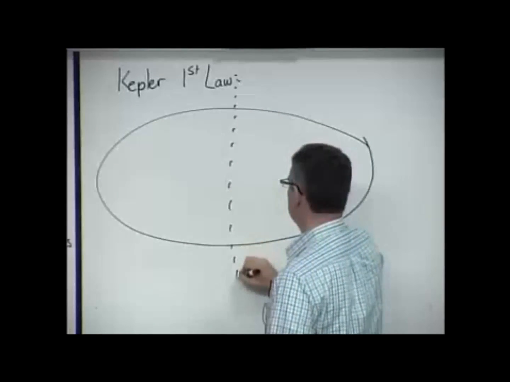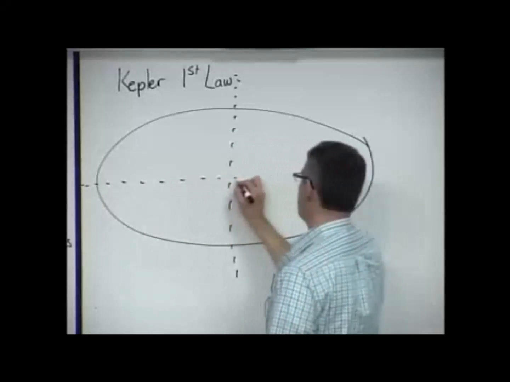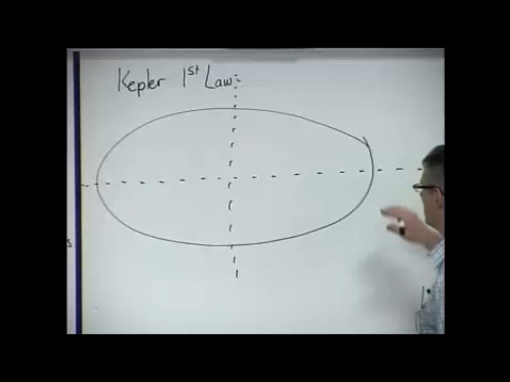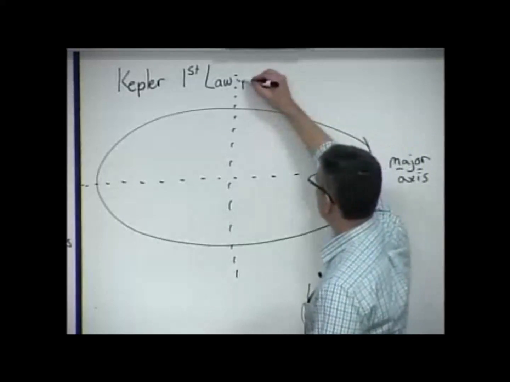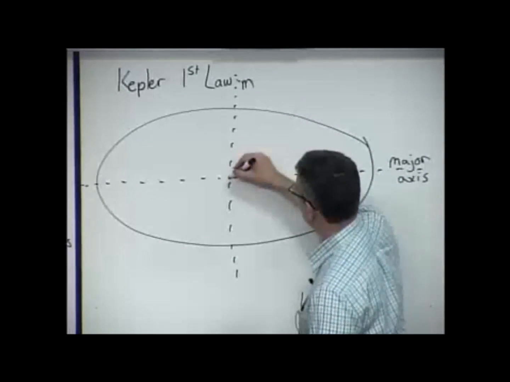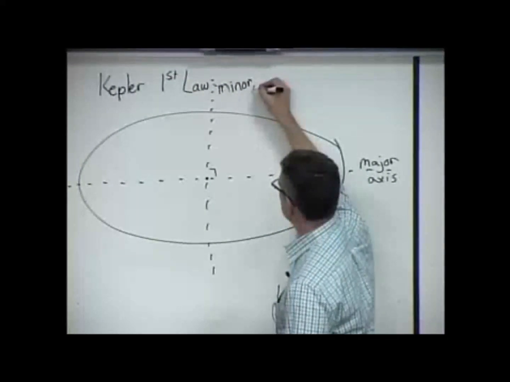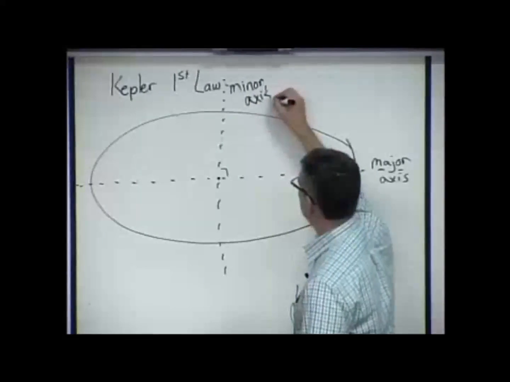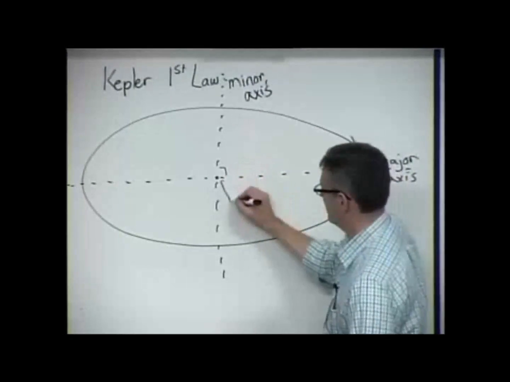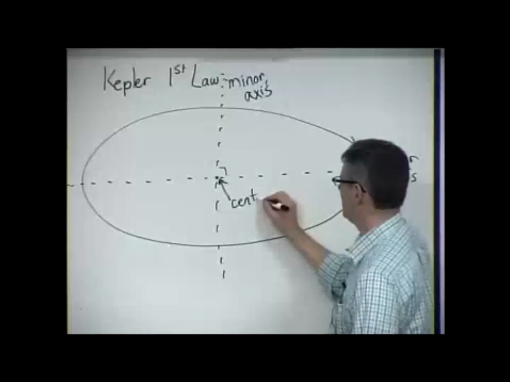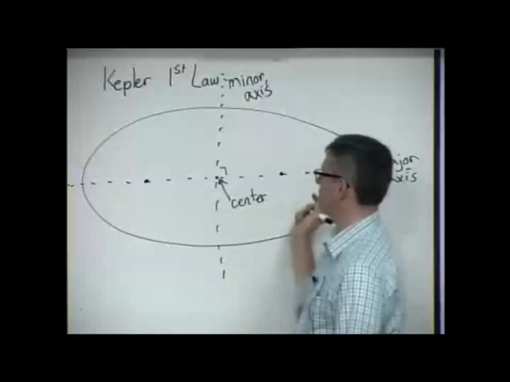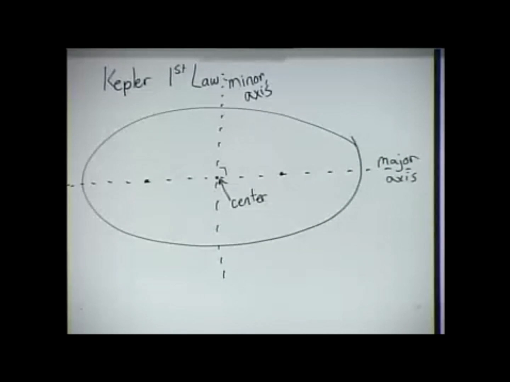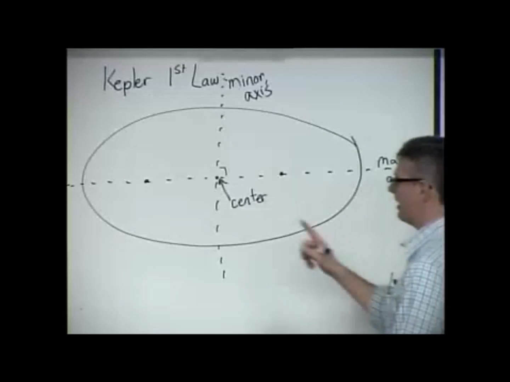An ellipse has a short side, and then 90 degrees to that has a very long side. The long side is called the major axis. And the short side, 90 degrees to the major axis, is the minor axis. The intersection of the major and the minor axis is called the center of the ellipse. Not to be confused with the foci, which symmetrically are a distance off the center, depending on how eccentric the ellipse is.